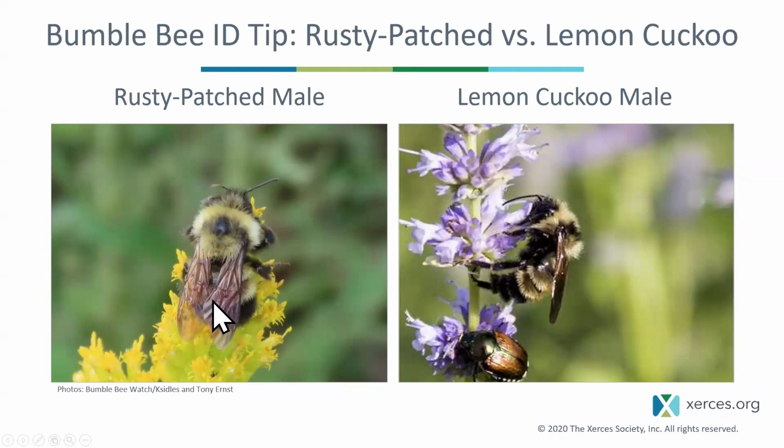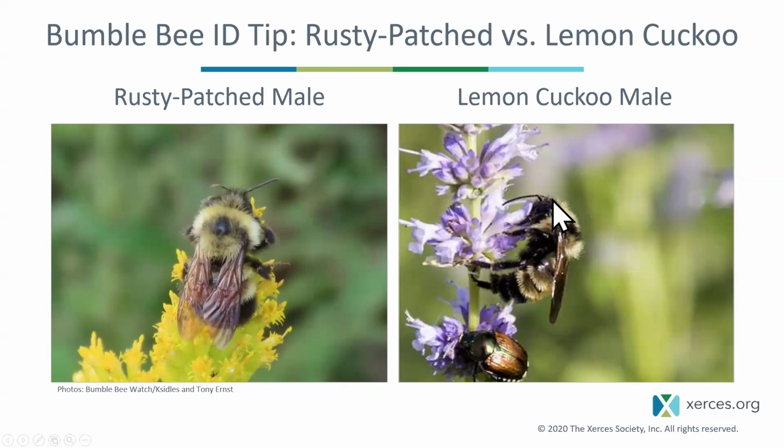And I think the reason that people get them mixed up is because rusty patch males and lemon cuckoo bumblebee males both have sort of a T shape of dark hairs in between the two wing joints. So when you are trying to differentiate these species, you want to look out for those things that differentiate cuckoo bumblebees from other non-cuckoo bumblebee species in general.